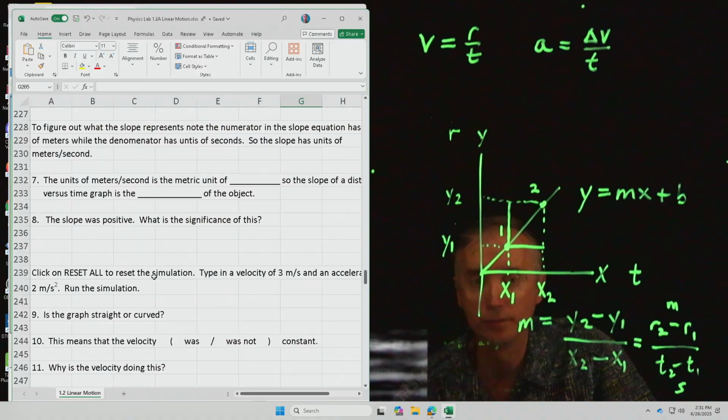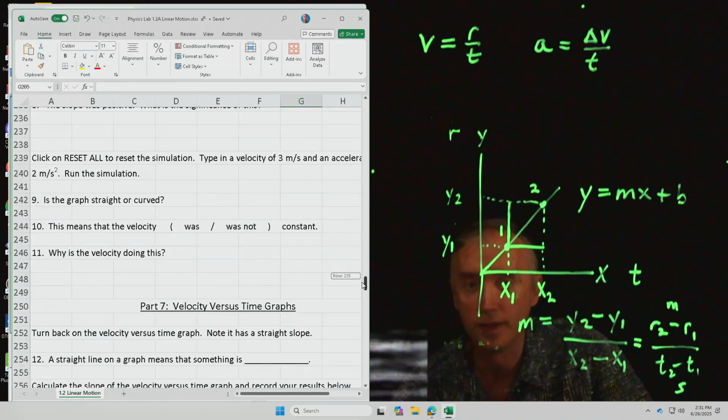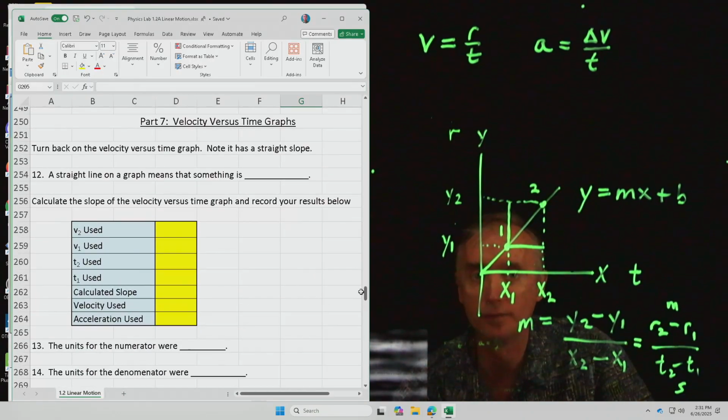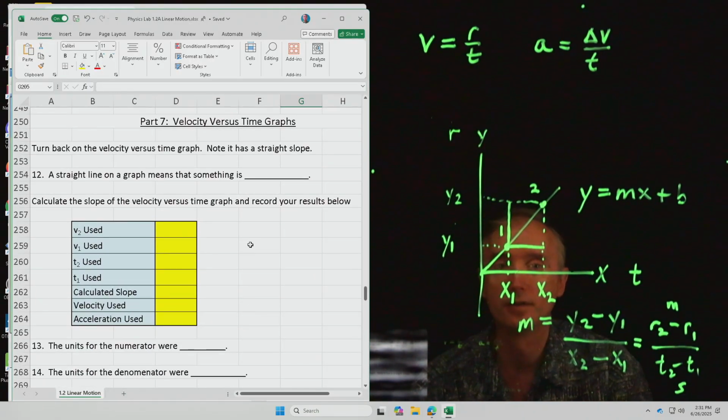So if we go back to here, is the graph straight or is the graph curved? Well, if you've been listening, I just gave you that. That means that the velocity was or was not constant, and then why is the velocity doing this. Okay, so that should be pretty easy. Well, it's easy for me, so I've been doing this for quite some time. Part 7, velocity versus time graphs. So we'll do this in just a moment.